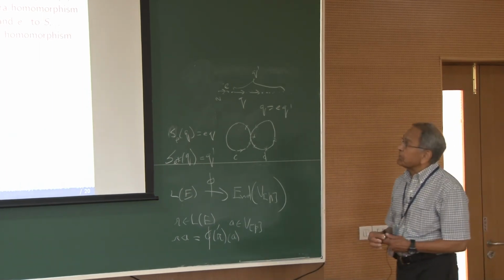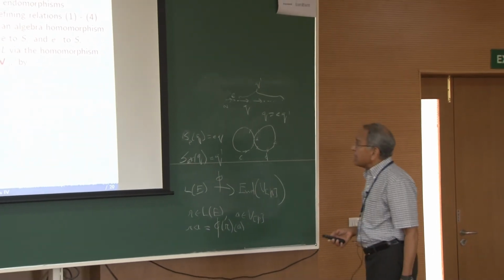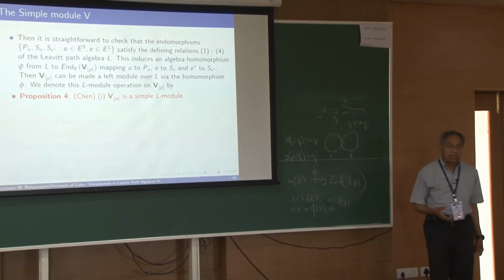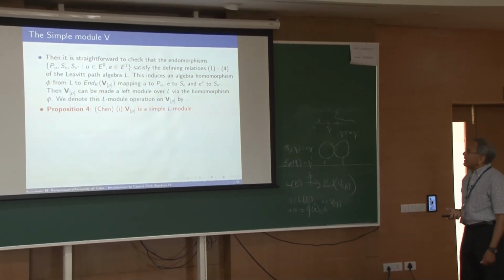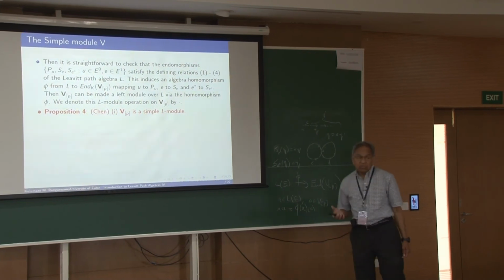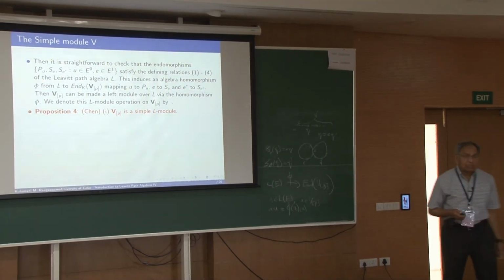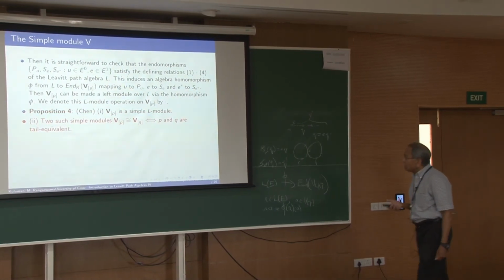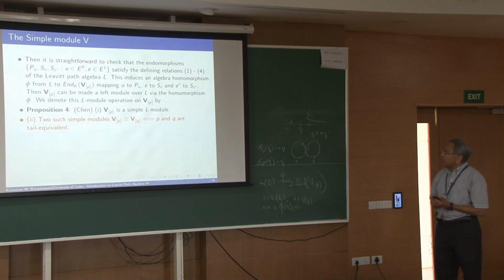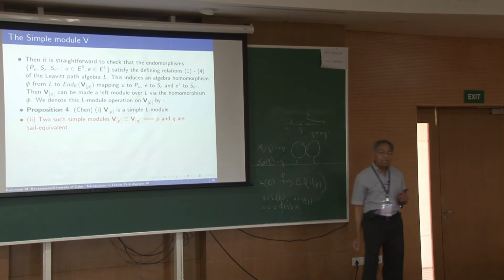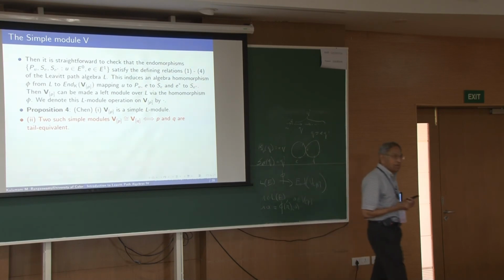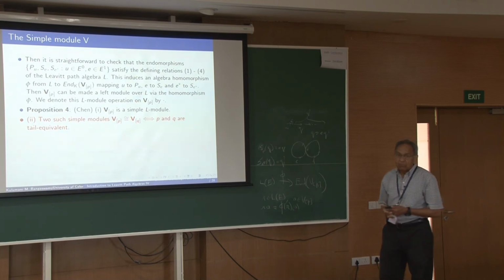And what's interesting is this was pointed out by Professor Chen. He showed that under this action of L over this vector space, it becomes a simple left module. So it's a nice way of constructing: all you need to construct a simple module is an infinite path. Not only that, he showed that such constructed simple modules V sub p and V sub q are isomorphic if and only if they are tail equivalent. So, up to isomorphism, we are able to determine one class of simple modules.